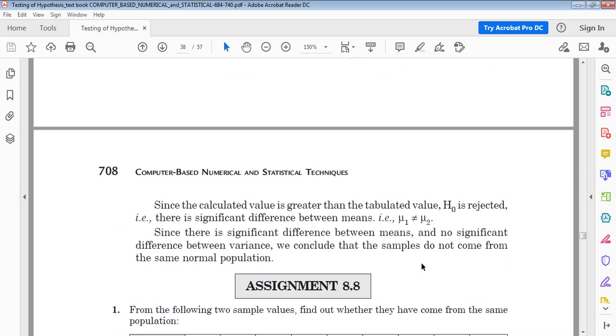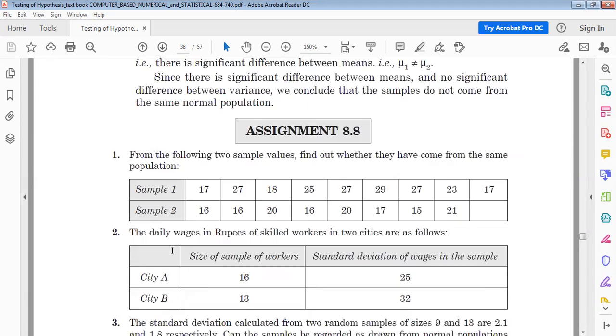They are not the same. Since there is a significant difference between the means and no significant difference between the variances, we conclude that the samples do not come from the same normal distribution. That means they have come from where? Different normal populations.